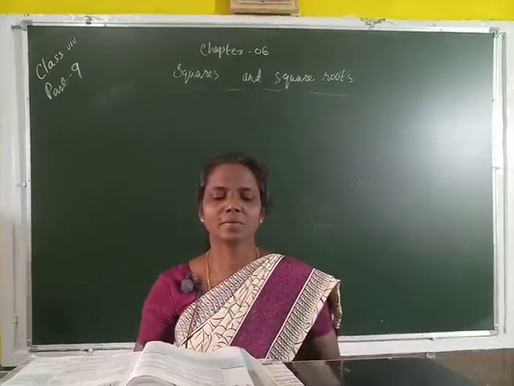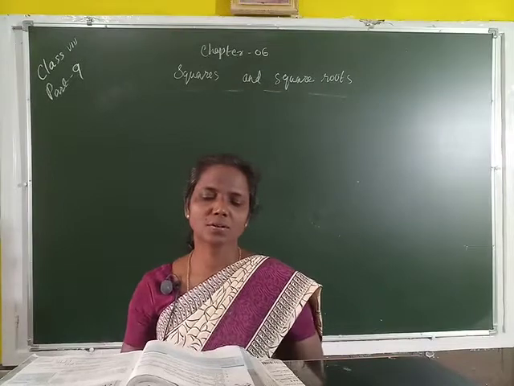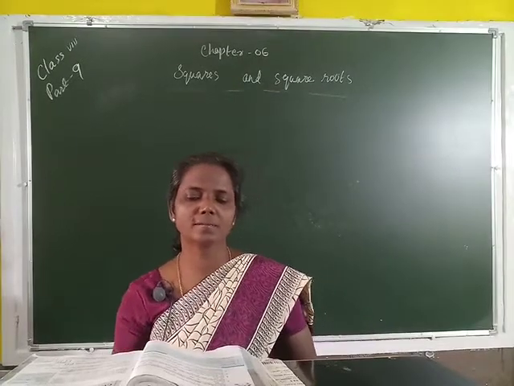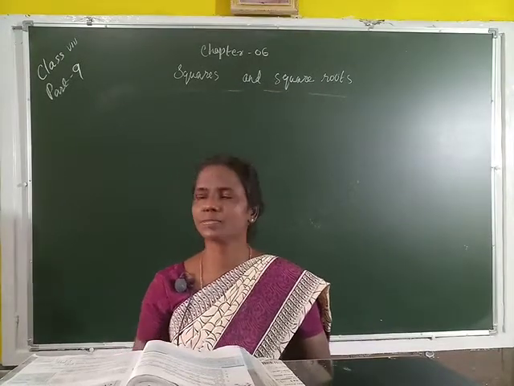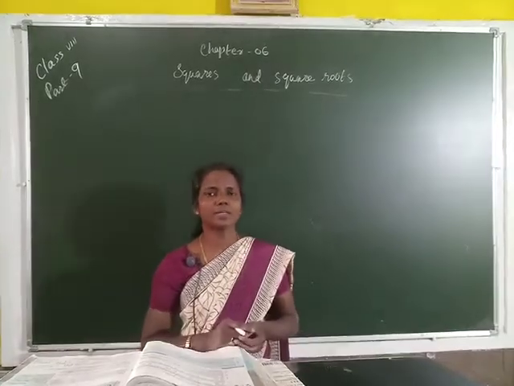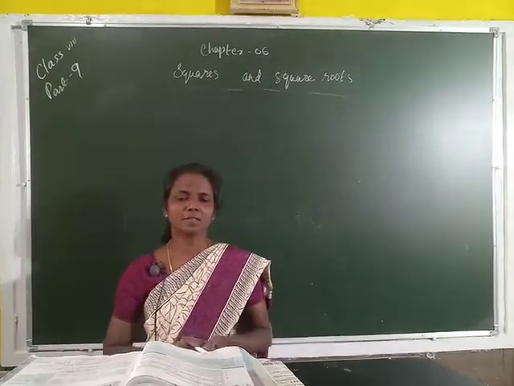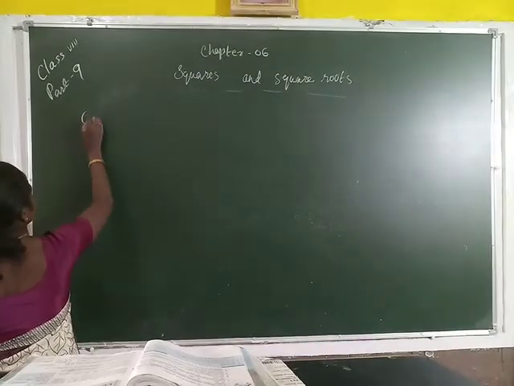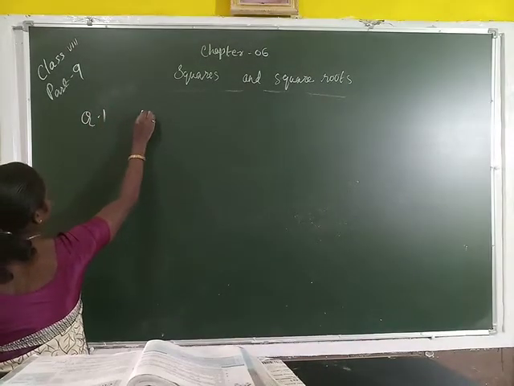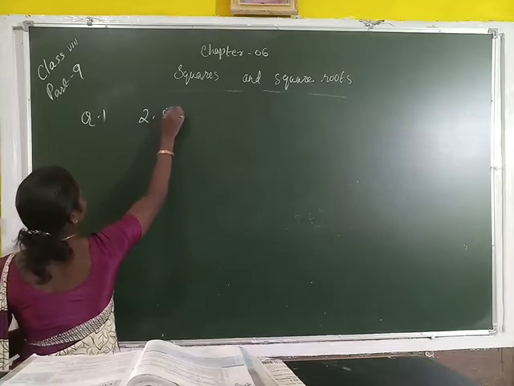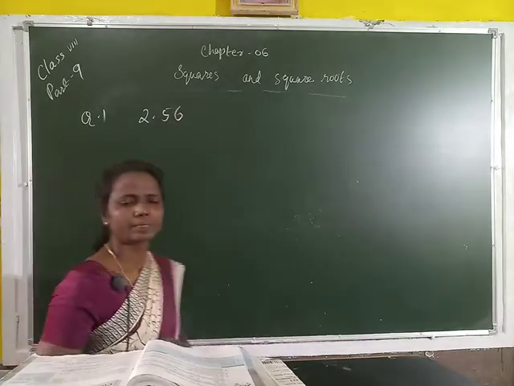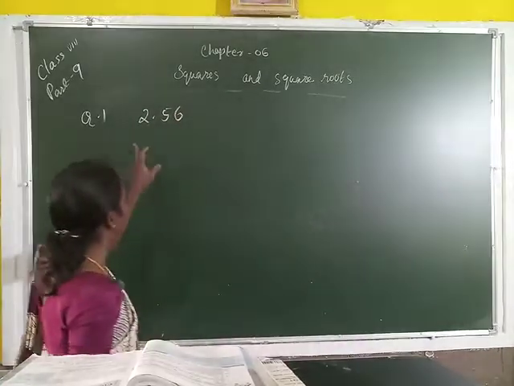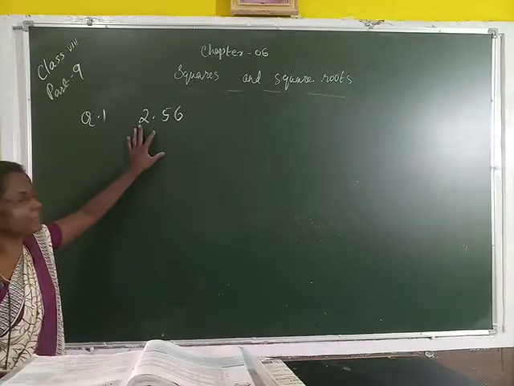Next, question number 3. Find the square root of the following decimal numbers. Here we find out the square root of decimal numbers. Then look at question number 1. Question number 1: 2.56. Look at this decimal number.